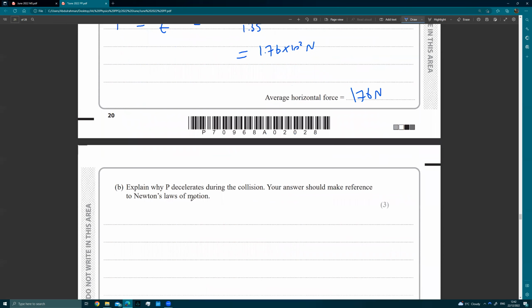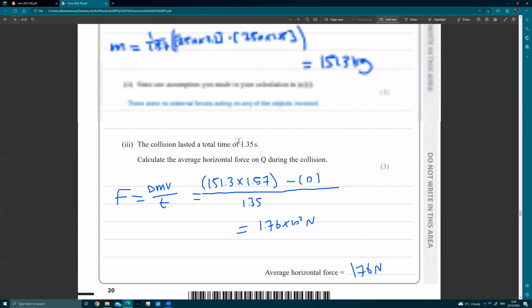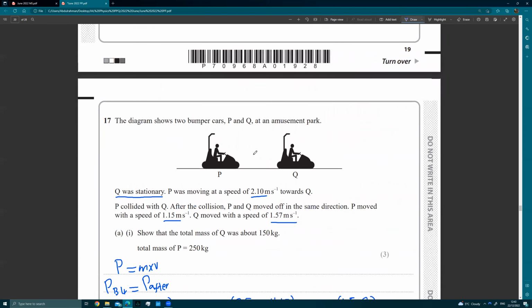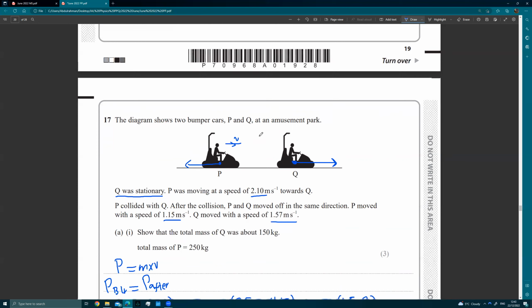Good, let's continue. Explain why P decelerates during the collision. Your answer should make reference to Newton's laws of motion. Well, what we know is P collides with Q. When it collides, P exerts a force on Q during the collision. We know from Newton's third law, because P exerts a force on Q, Q must exert a force on P. Same magnitude, opposite direction. And now there's a force acting on P in the opposite direction to its velocity, so it's going to obviously decelerate.